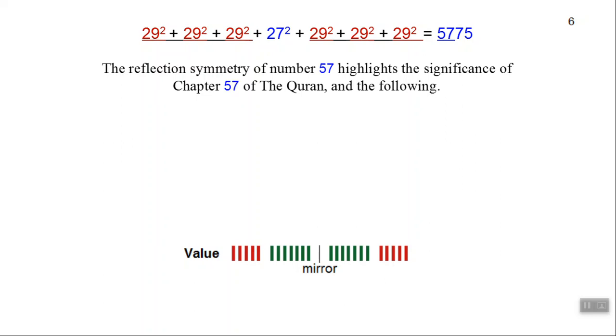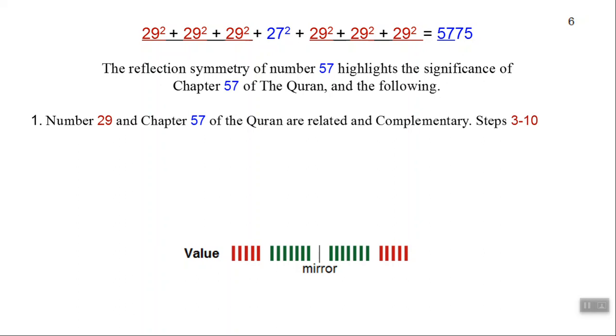The reflection symmetry of number 57 that we have from 5775 highlights the significance of chapter 57 of the Quran, plus the following. Number 29 and chapter 57 of the Quran are related and complementary. We present the proof in steps 3 to 10.